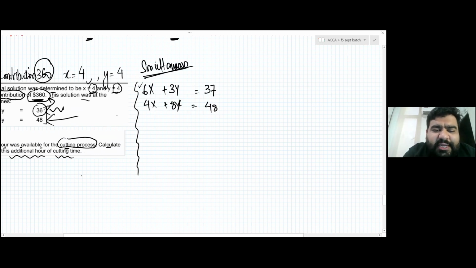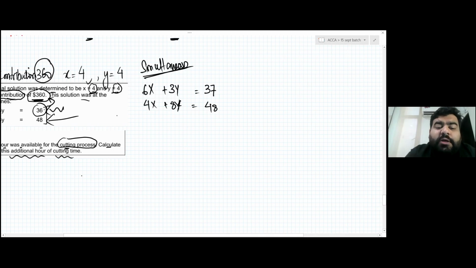If you see it's 6x, and if you see it's 4x, we have to make both of the equations' any one variable the same, the coefficient of which we have to make the same. Like if it's 6, we'll try to make it 6. I'm just giving you the example. If you want to make the value of x the same in both equations, there are two ways.